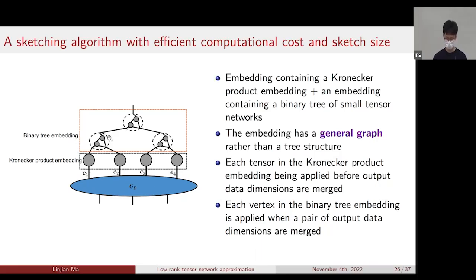In this binary tree, each vertex is a small tensor network that contains two tensors. This part is used to reduce the dimension size every time we merge two indices. So this has a high-level tree structure, but it's actually just a general graph rather than a tree embedding. The algorithm is that we are given a specific data contraction path, and before the output data dimensions are merged, we apply this canonical product embedding, and every time we merge two tensors that have sketch dimensions, we just apply one vertex in the binary tree embedding.